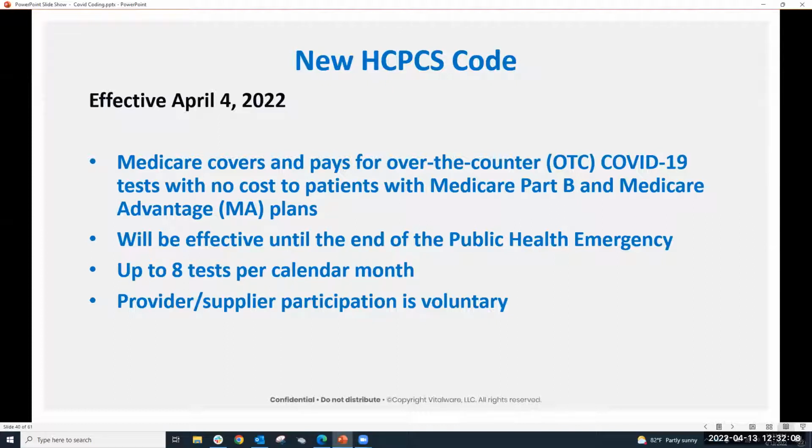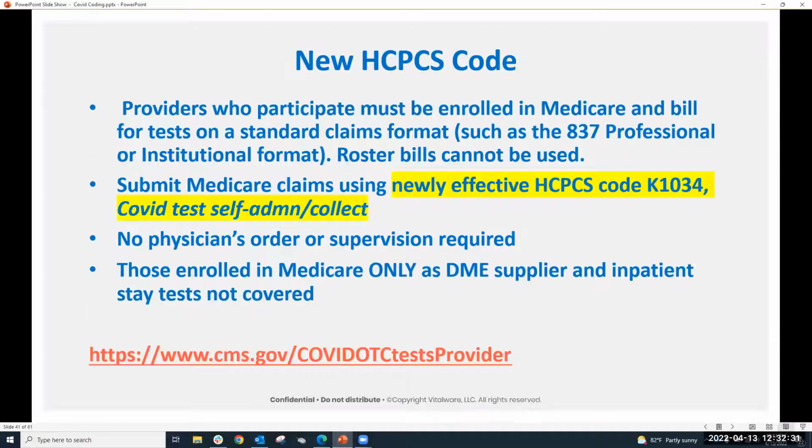But this only applies to over-the-counter tests. It does not apply to laboratory testing. And then provider and supplier participation is voluntary. The goal of this is really just to find out if Medicare payment for over-the-counter tests will improve access to testing and will ultimately result in Medicare savings on the back end.